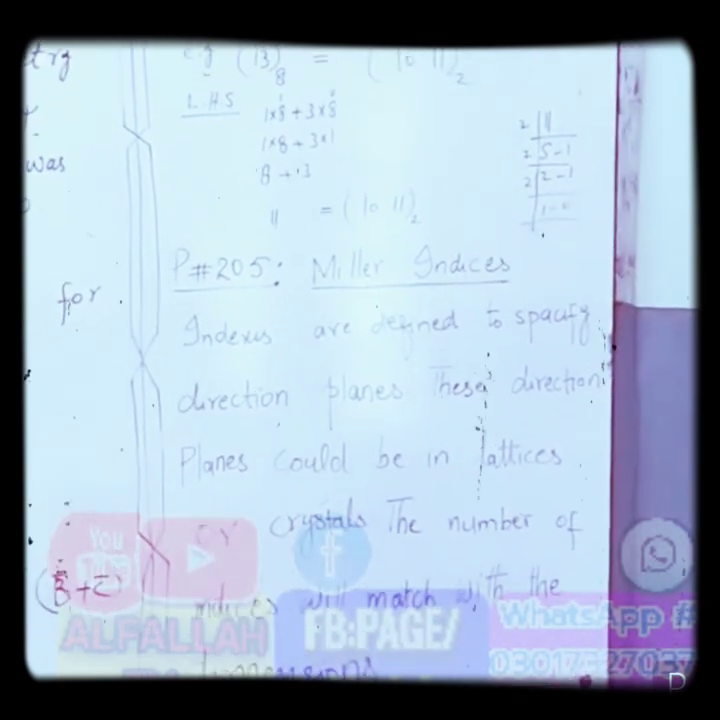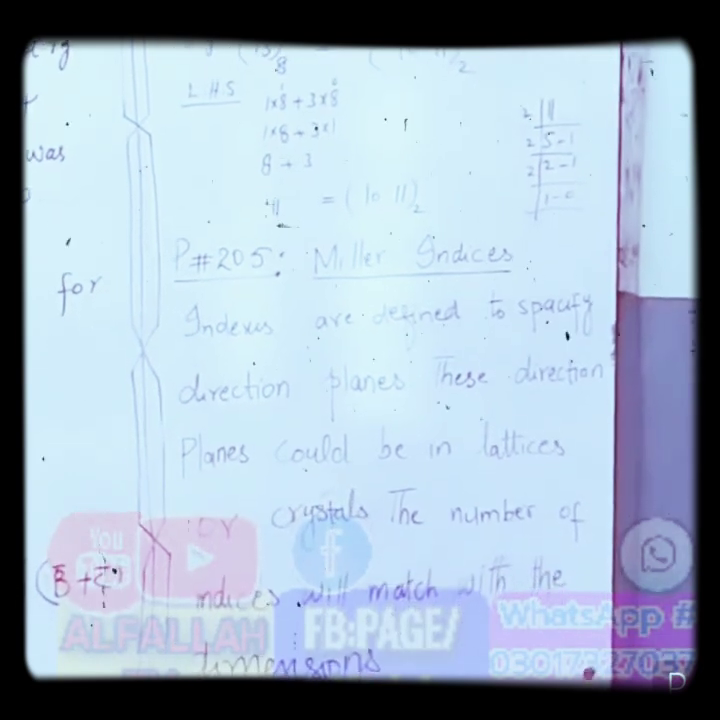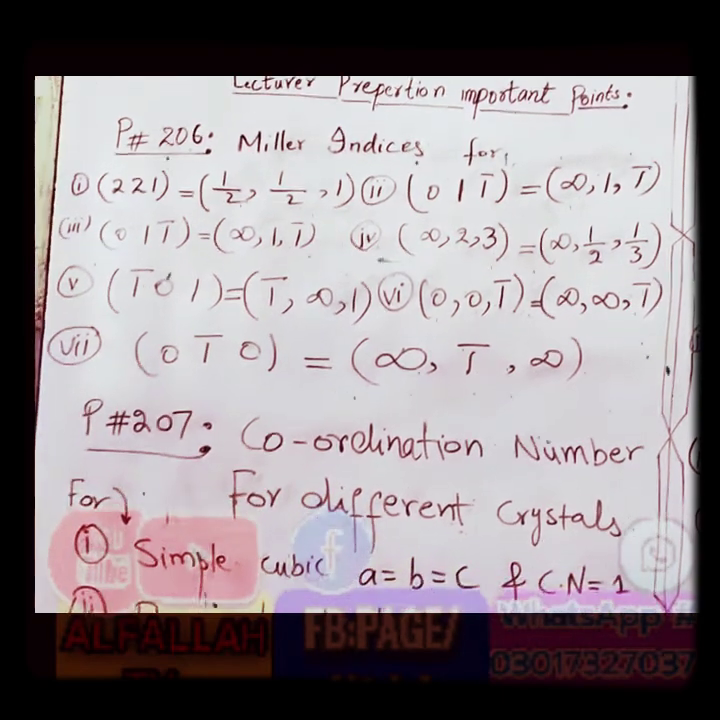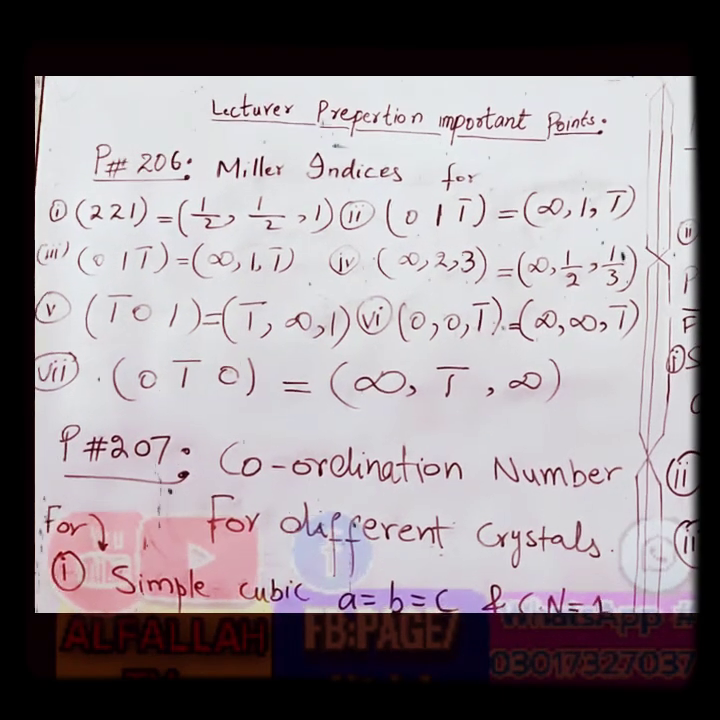Indices are defined to specify a direction or plane. The direction or plane could be in lattices or crystals. Point number 206: Miller indices for 2 1 1 is 1 by 2, 1, 1.